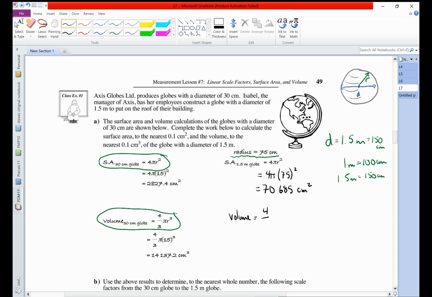Volume is 4/3 pi times our radius cubed. Our radius is 75. So it's going to be a very large number. 4/3 multiplied by pi multiplied by 75 cubed. So it looks like it's in the millions, 1,767,145 centimeters cubed.